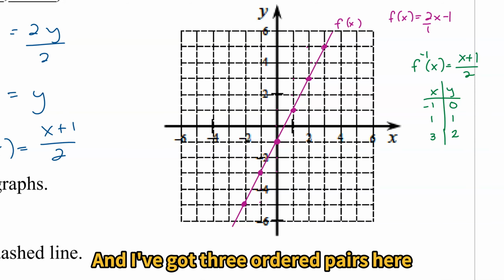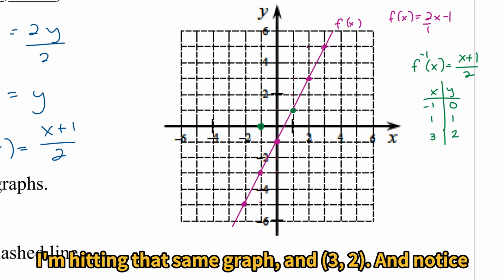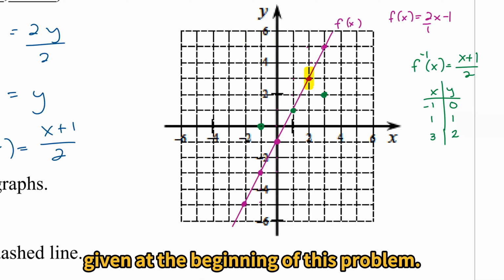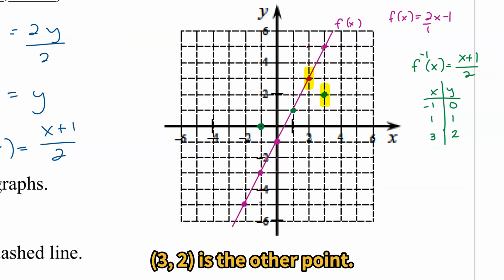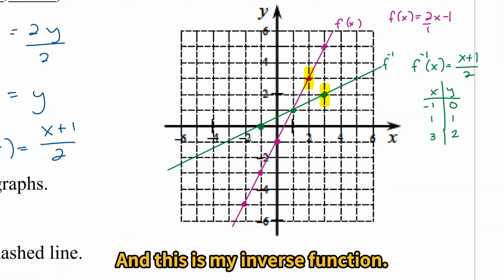And I've got 3 ordered pairs here, so I can start graphing. Negative 1, 0; 1, 1; and 3, 2. Notice that 2, 3 was the point given at the beginning of this problem, and 3, 2 is the other point. Now we can take our ruler and connect these dots. And this is my inverse function.